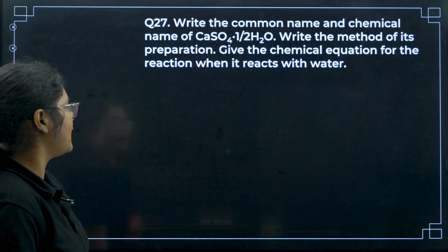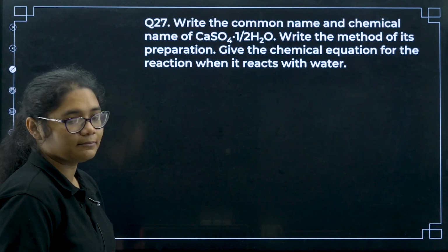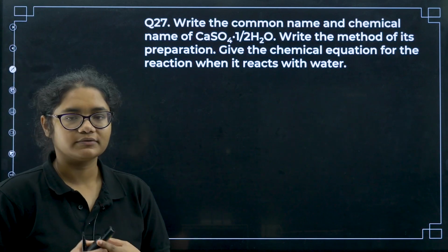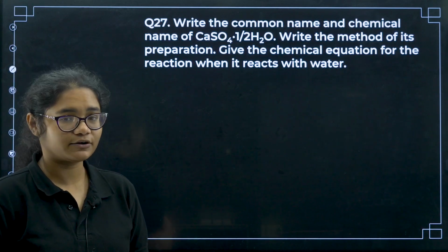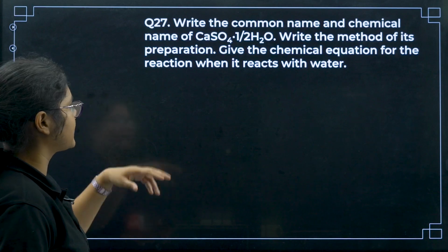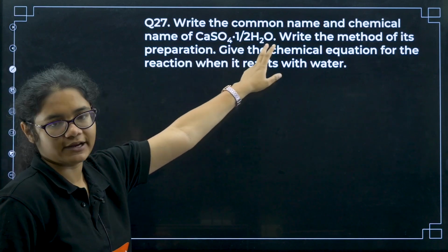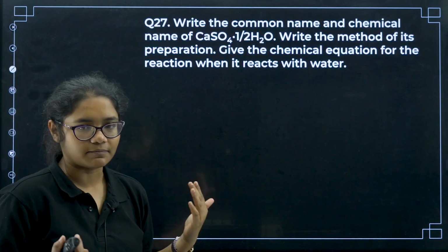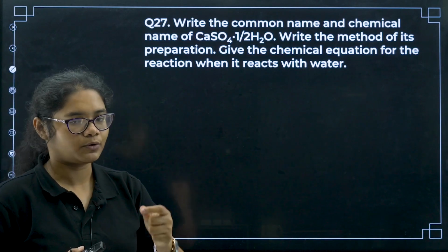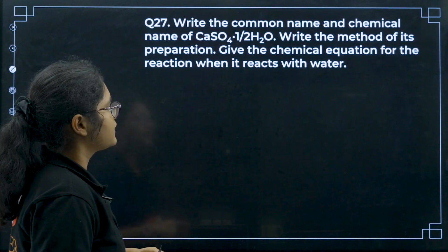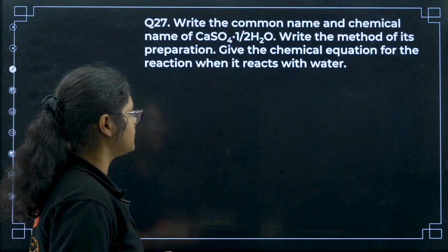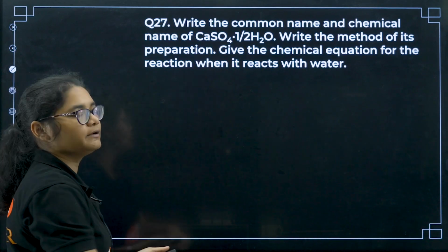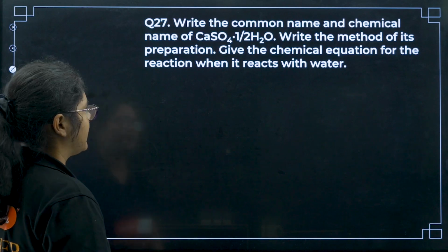Write the common name and the chemical name of calcium sulfate hemihydrate. Common name, all of you know, this is what? Plaster of Paris, right? And what is the chemical name? Calcium sulfate hemihydrate. Now write the method of its preparation. So if you take gypsum, that is calcium sulfate dot 2H2O, and you heat it, you get this one. Give the chemical equation for the reaction when it reacts with water. So when it reacts with water, again you will get 2H2O. Back reaction will take place, right?